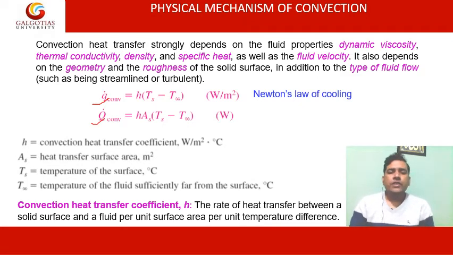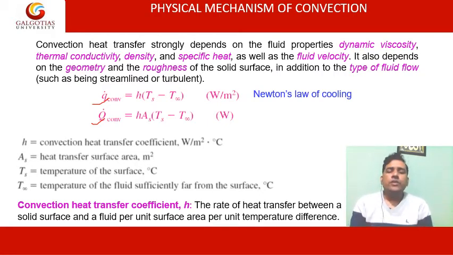So heat convection, h is called the convection heat transfer coefficient, and its unit is watt per meter square per degree Celsius. And A is the area, Ts is the temperature of the surface, T infinity is the temperature of the fluid sufficiently far from the surface, and it is also measured here in degree Celsius.